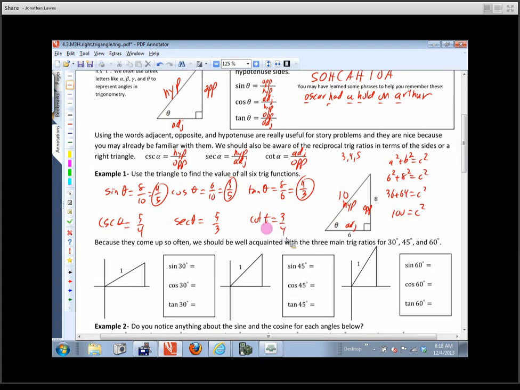Okay? And you can double check that. Let's check the cotangent. The cotangent should be the adjacent over the opposite. So if I do the adjacent 6 over the opposite 8, 6/8, I'd reduce that to 3/4. Okay, so I've got the answers right there.